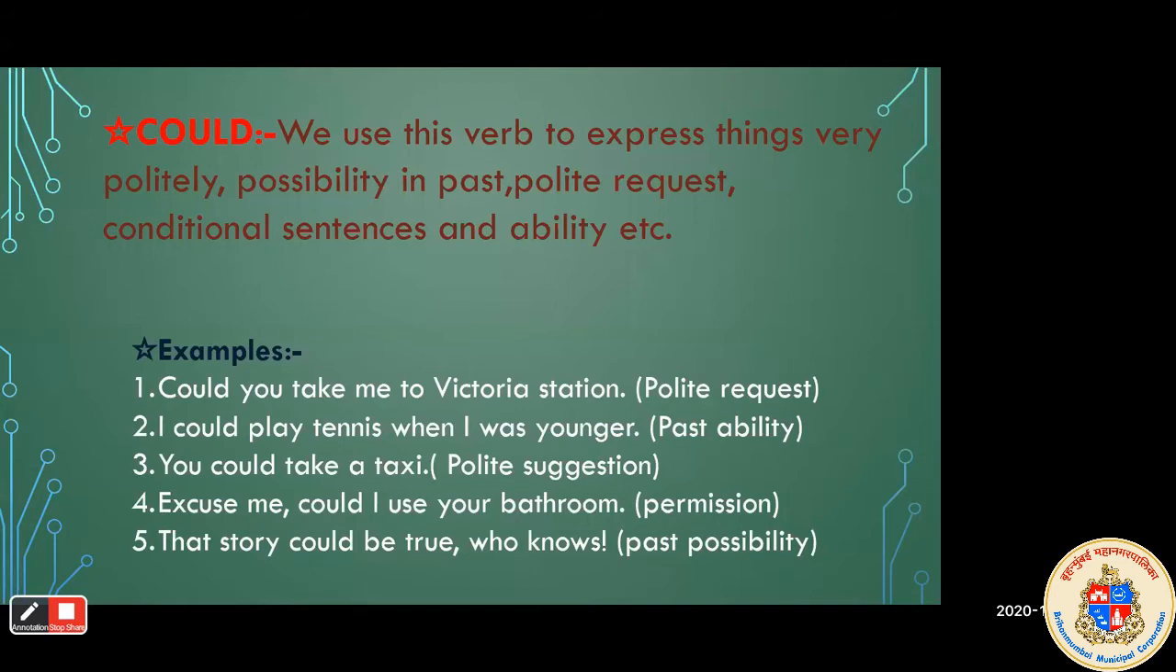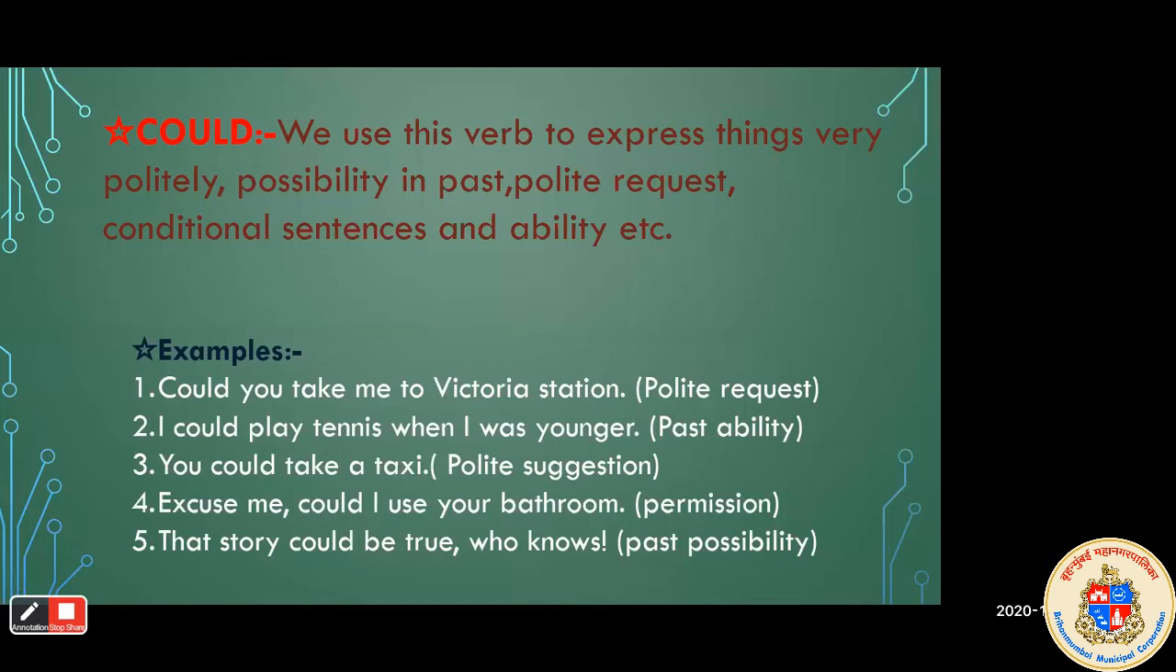In the second sentence, you can see, I could play tennis when I was younger. So here the past ability of a person is shown. He was able to play tennis in the past. In the third sentence, you can see, you could take a taxi.